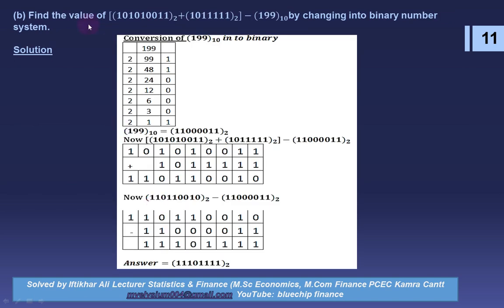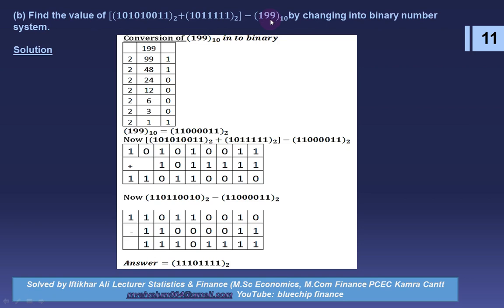So B, find the value of 10101001 binary plus 10111111 binary minus 199 decimal. So first of all, we need the answer in binary.